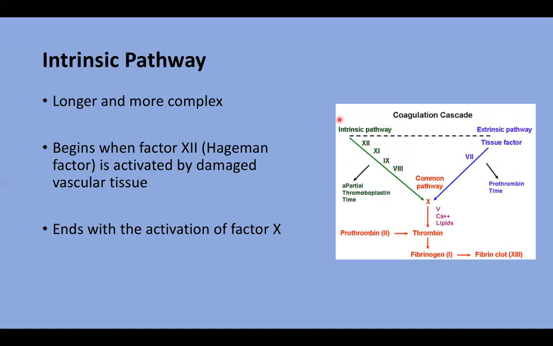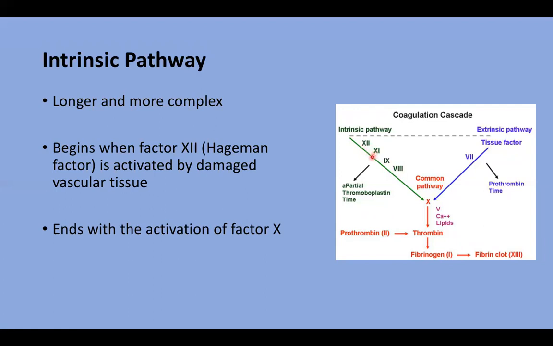Again, remember the intrinsic pathway is going to be triggered by damage to the blood vessel itself. The intrinsic pathway is going to begin with the activation of clotting factor 12. Clotting factor 12 is also referred to as Hageman's factor. Good old Hageman discovered it. But we're just gonna go with the 12. You don't need to know all these guys' names. It's 12. So it begins with factor 12.